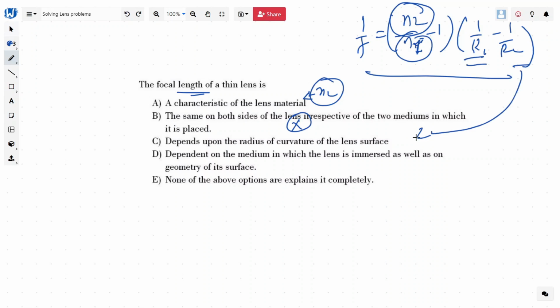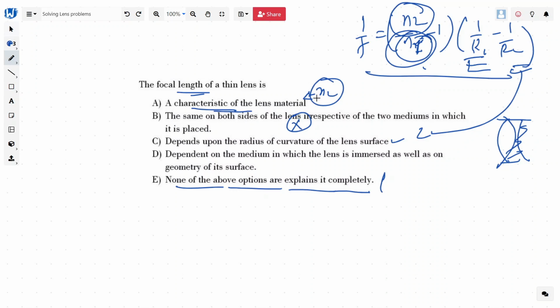Depends upon the radius of curvature of the lens surface. Of course it does, so it is also true. Dependent on the medium in which the lens is immersed as well as on the geometry of the surface. So this matters, and the geometry of the surface, meaning whether it is the convex side or concave side, matters. None of the above options explain it completely. Here we are just saying it depends upon the characteristics of the lens. Actually it depends on the radius of curvature and the medium as well. The same for both sides, we have already cut that. It depends upon the radius of curvature of the lens surface, but it also depends upon the refractive index of the medium. And so forth, we can reject this, and basically E is the correct answer.